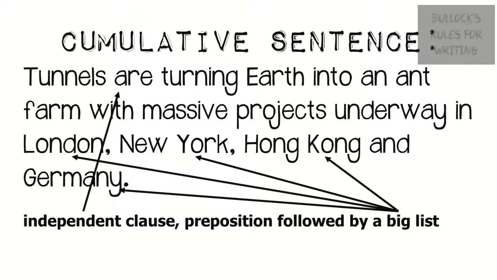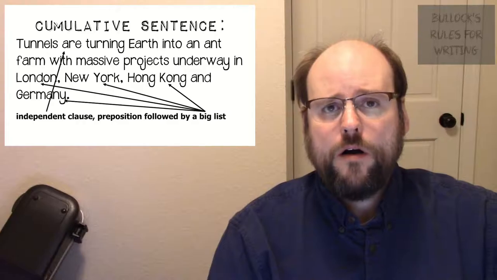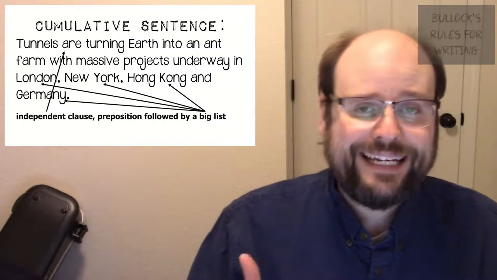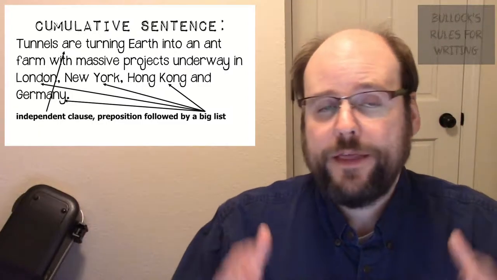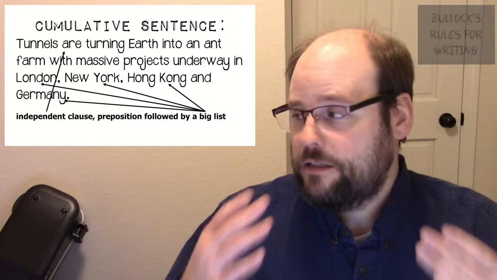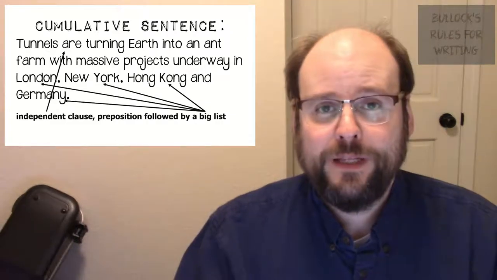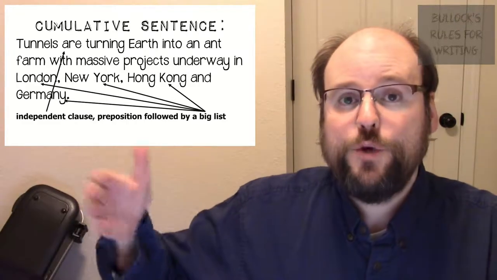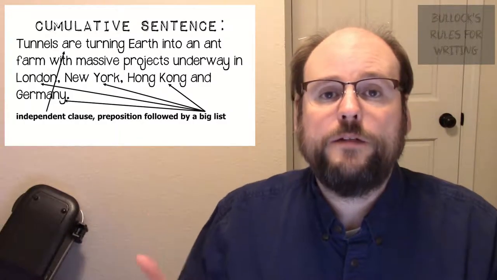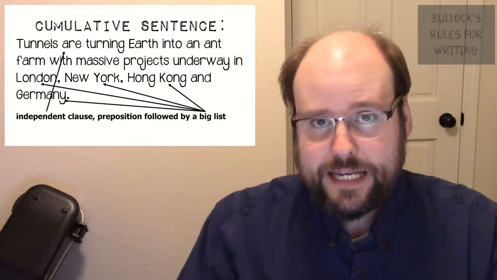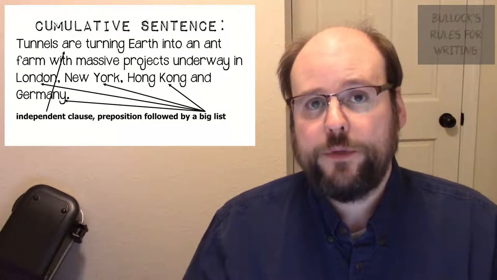Tunnels are turning the earth into an ant farm with massive projects underway in London, New York, Hong Kong, and Germany. This is a cumulative sentence at its most basic. It starts with a very simple declarative independent clause. Tunnels are turning the earth into an ant farm. And then we have this list that sort of accumulates the places where this ant farm is being developed. This, as I said, is the single best, easiest way to write a cumulative sentence.